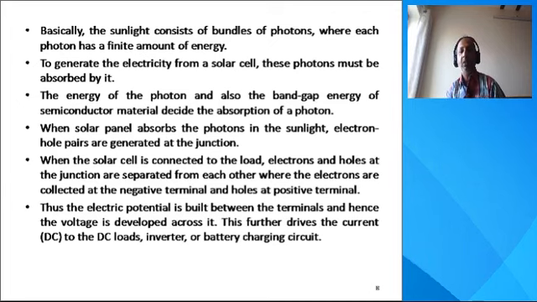When solar panel absorbs the photons in sunlight, electron hole pairs are generated. When the solar cell is connected to the load, electrons and the holes at the junction are separated from each other, where the electrons are collected at negative terminal and holes are collected at positive terminal. Thus, the electric potential is built between the terminals and hence voltage is developed across it. This further drives the current to the DC load, inverter or battery charging circuit.